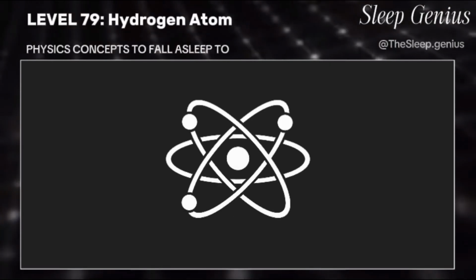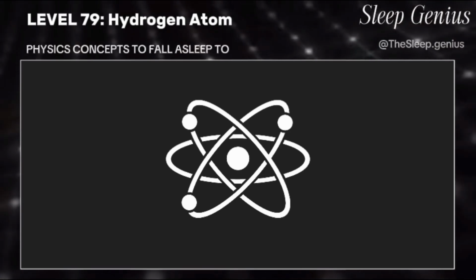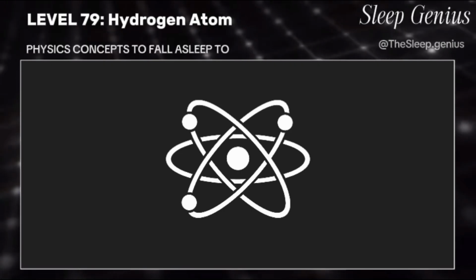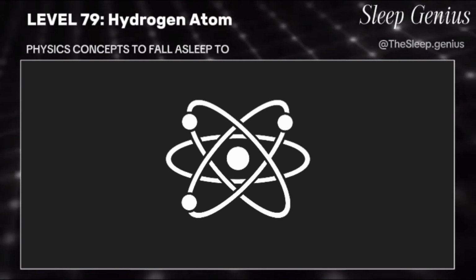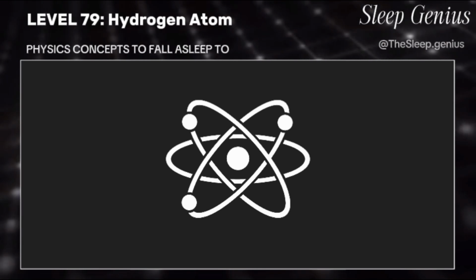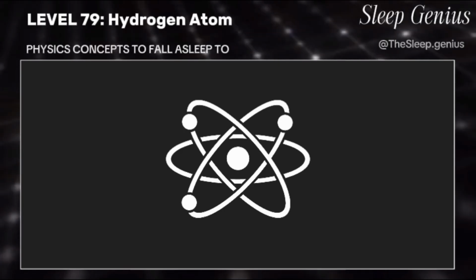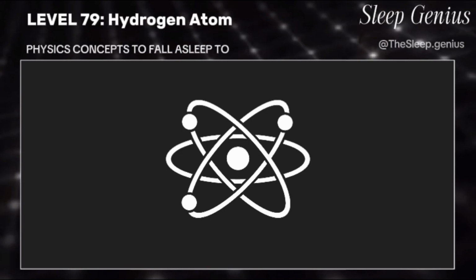Hydrogen atom. The hydrogen atom is the simplest type of atom. It is made up of a single proton at its center, called the nucleus, and one electron that moves around it. This atom is the building block of all matter and represents the basic idea of how elements form. Its essence lies in the balance between the positive charge of the proton and the negative charge of the electron, which keeps the atom stable.